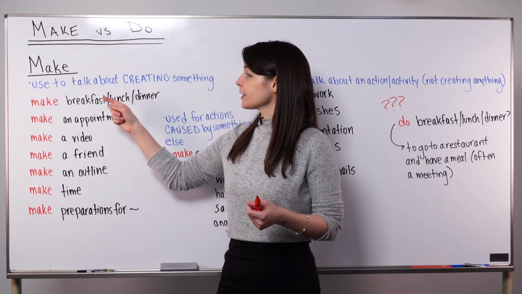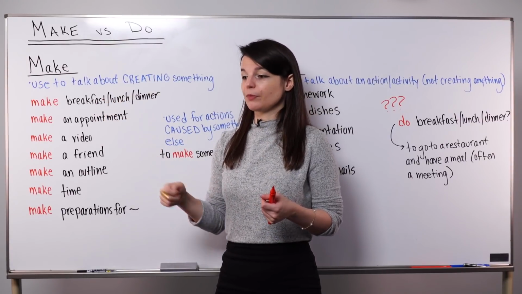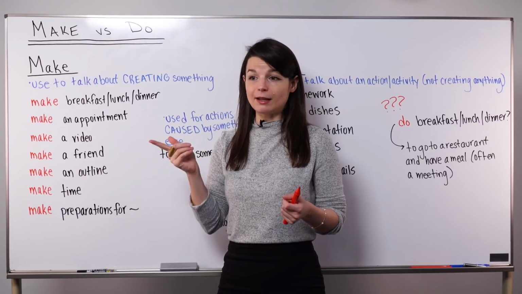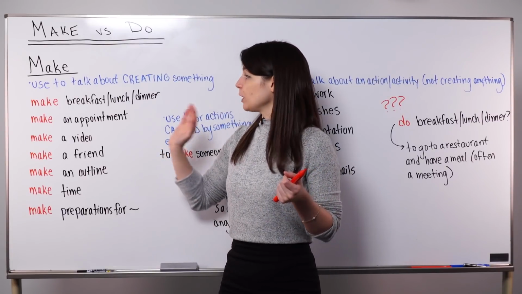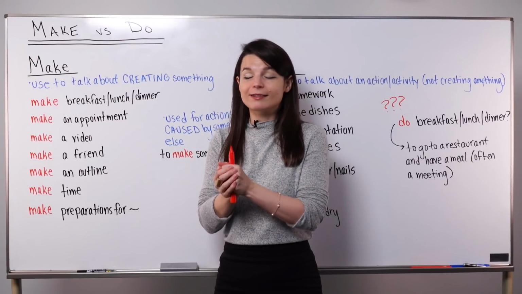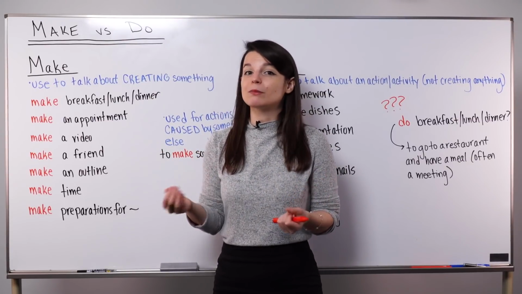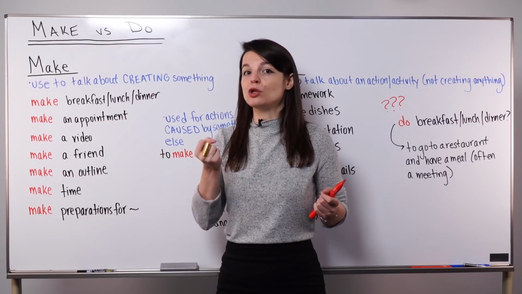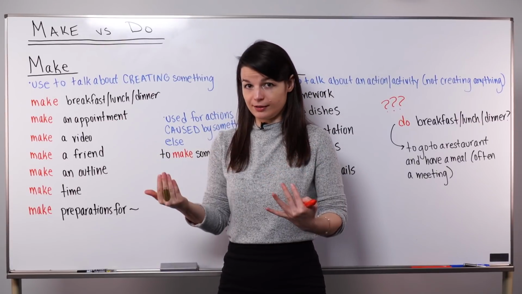You can also use a specific food name here, like make pasta or make a cake, make cookies. So we use make a lot to talk about creating food or creating drinks, like make a cocktail or make a smoothie as well. So something new is happening through our actions.